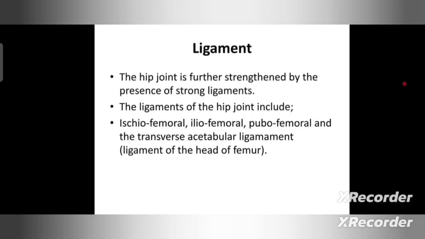Next are the ligaments of the hip joint. The hip joint is further strengthened by the presence of strong ligaments. The ligaments of the hip joint include the iliofemoral, ischiofemoral, pubofemoral, and the transverse acetabular ligament, that is the ligament of the head of the femur.